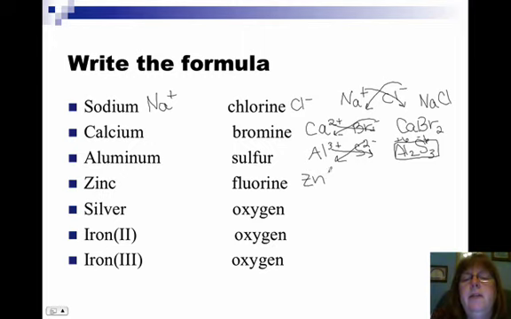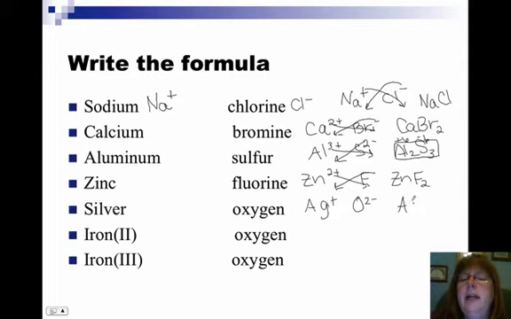Zinc plus 2. Fluorine, halogen, minus 1. We need 2 fluorines for every 1 zinc. So there we go, zinc fluoride. Silver, always plus 1. Oxygen is going to be negative 2 in this case. It's not a peroxide. It's going to be Ag2O1. You don't have to write the 1 afterwards. It's understood.